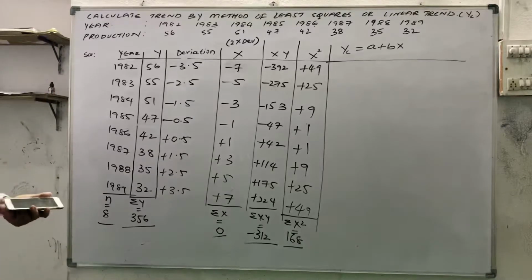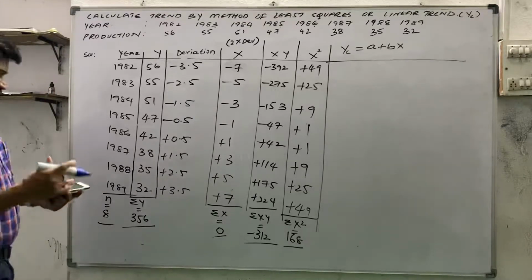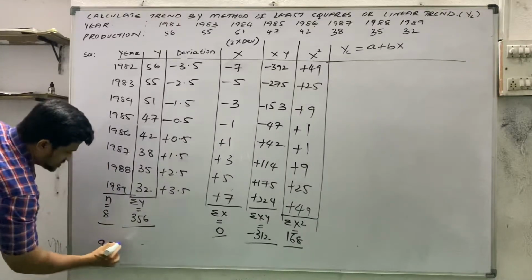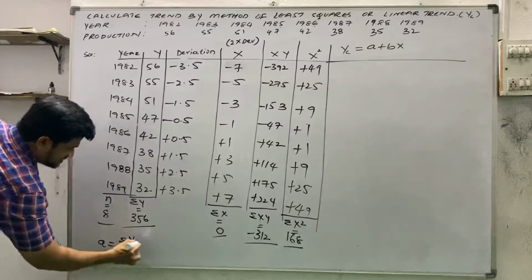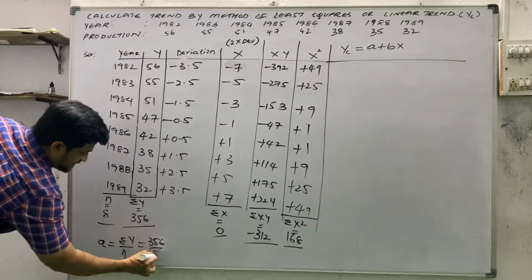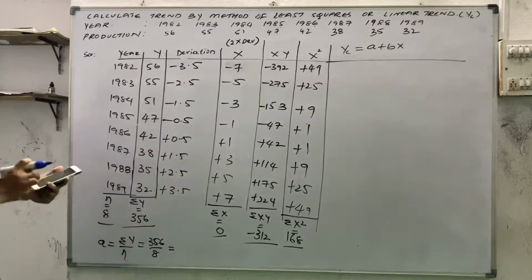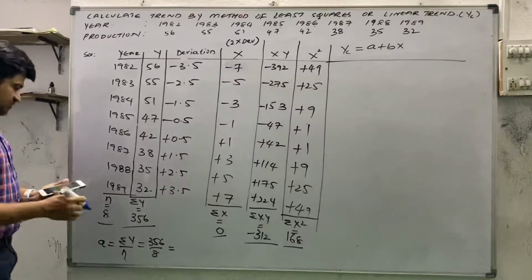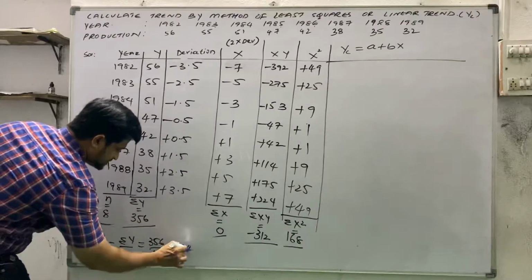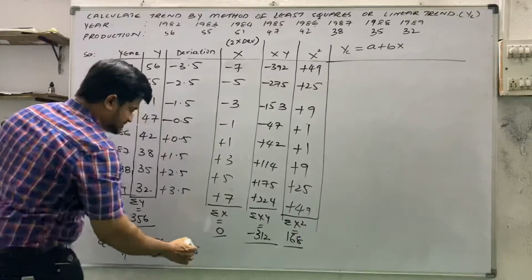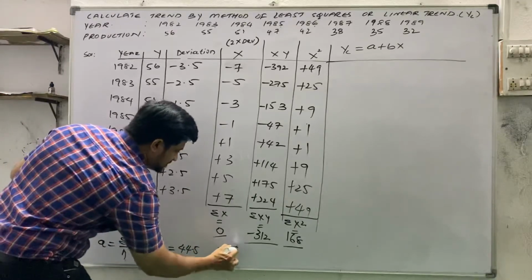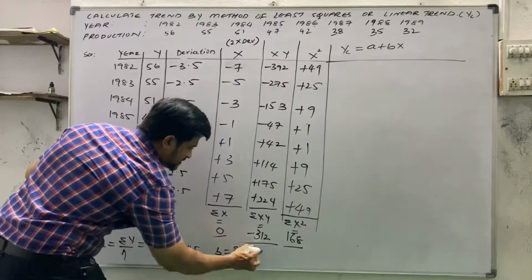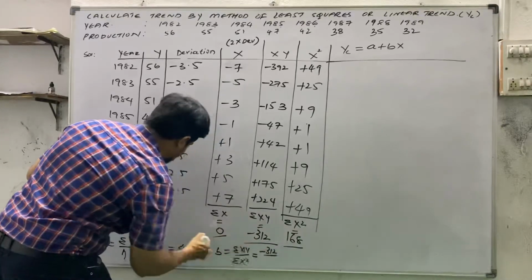Now to find the trend, what we have to do? We have to calculate two values here, A and B value. First, A value equals sigma y divided by n. 356 divided by 8 equals 44.5. Then B equals sigma xy by sigma x square, sigma xy divided by sigma x square.